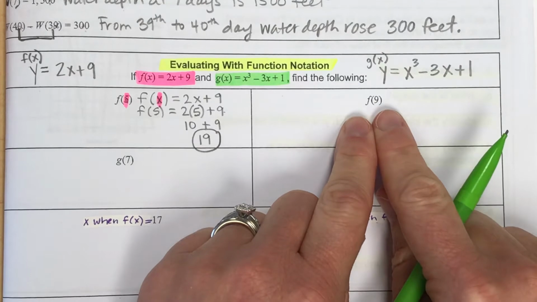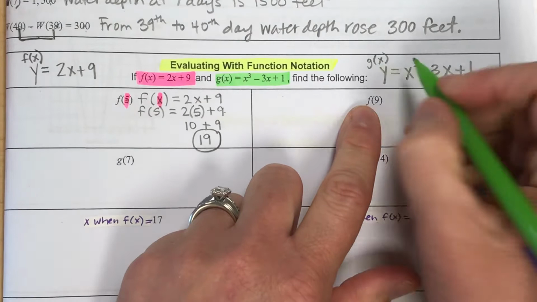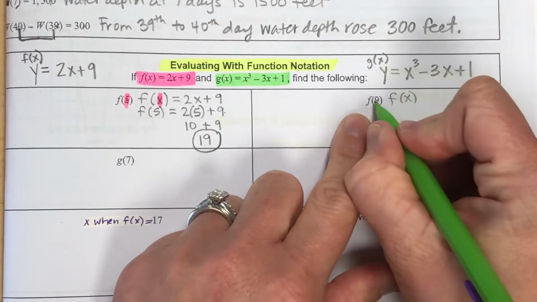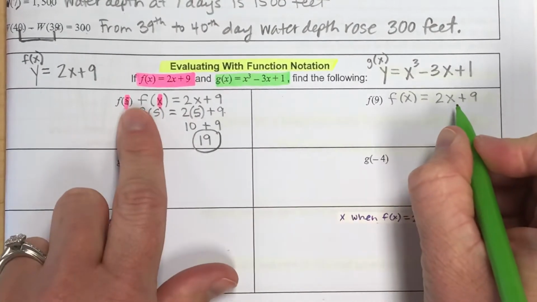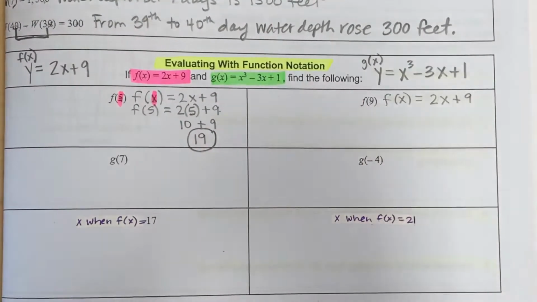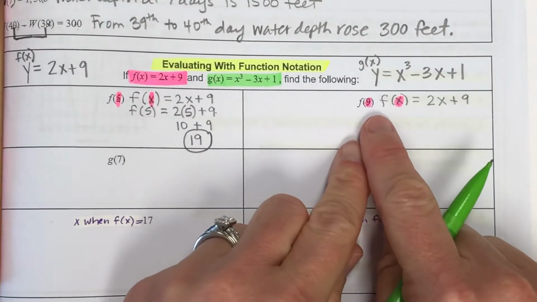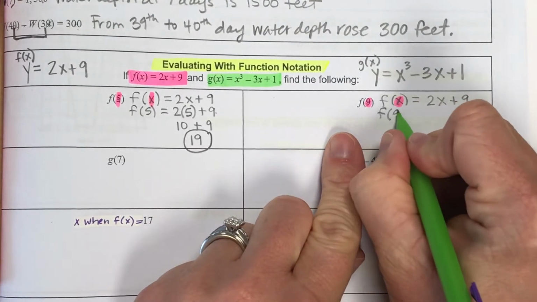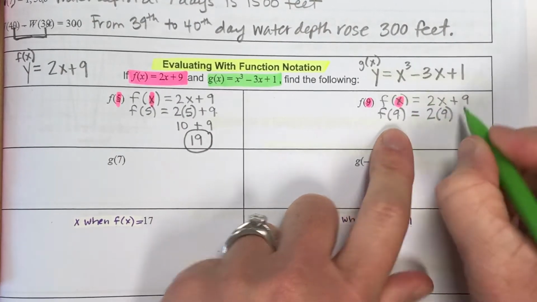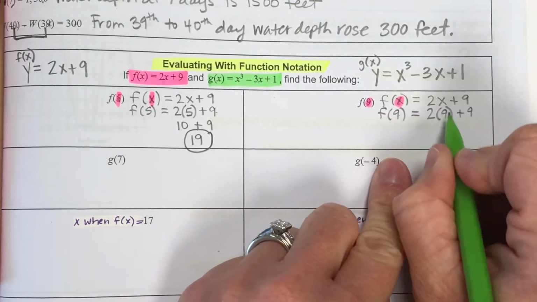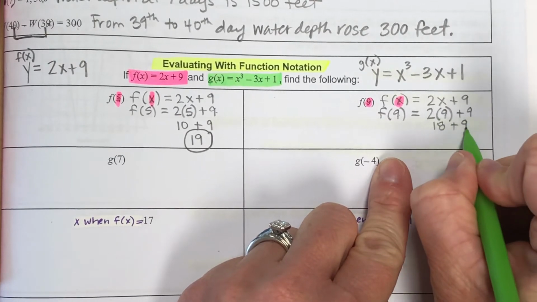Now for this function, it says f, so I know I'm going to be using this function over here. And in place of my x, notice how my x got replaced with the number 9. So just like this equation, but now over here, I'm still substituting for x, but in this case, I'm going to plug in the number 9 instead. So f of 9 will be 2 times 9, because look how my x turned into 9. And now when I solve here, I'm going to have 2 times 9, which is 18, and 18 plus 9 is 27.